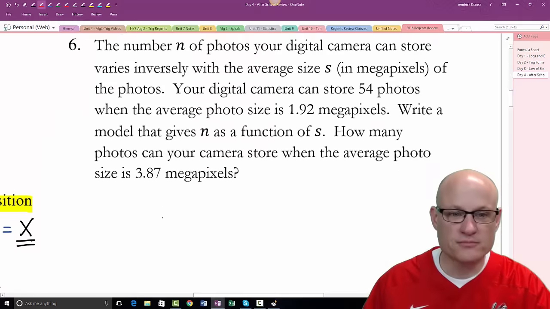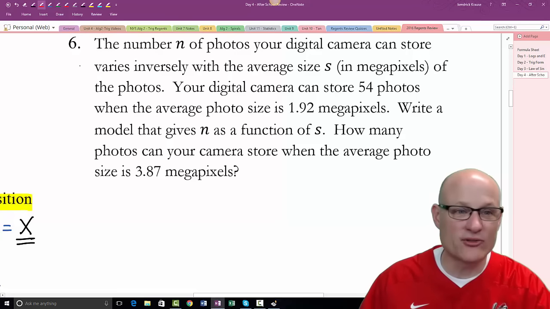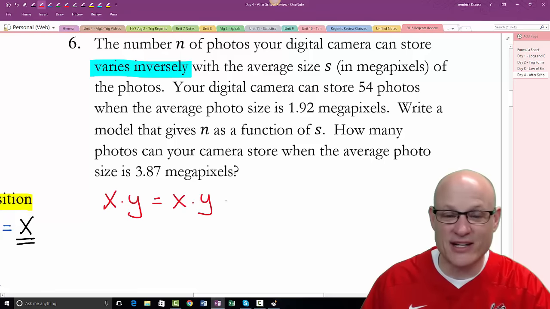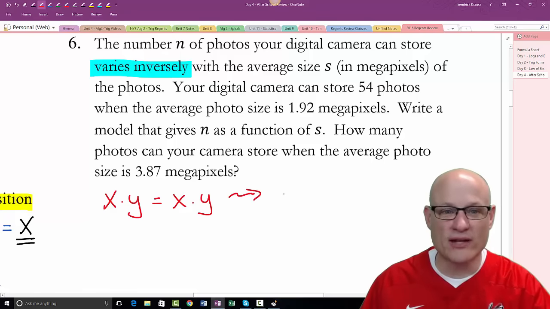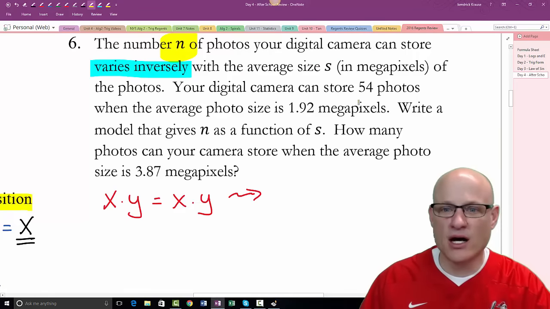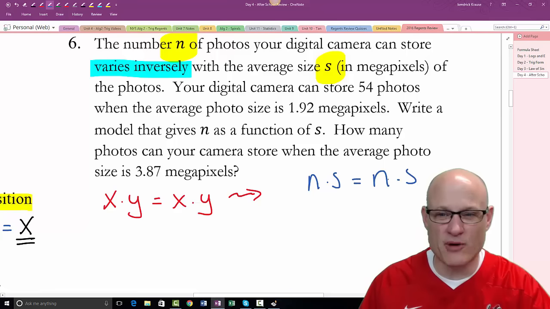Sorry about that. The number n of photos your digital camera can store varies inversely. There it is again, varies inversely. So as soon as I see the words varies inversely, I'm going to write x times y equals x times y. Now in this case, again, let's make it make more sense. We've got photos n, and we've got size in megapixels. So we're going to do n times s is equal to n times s. It makes it a little bit more meaningful for this problem.